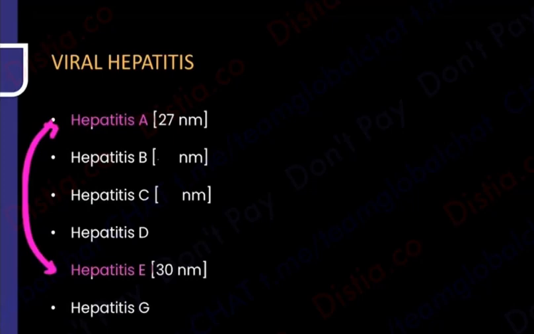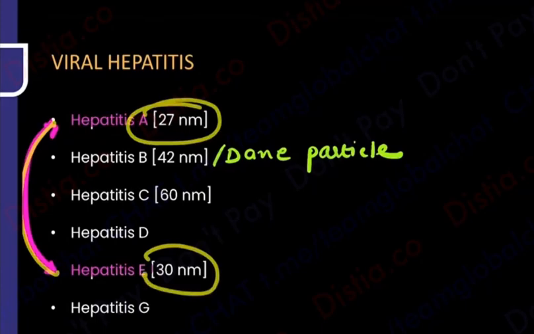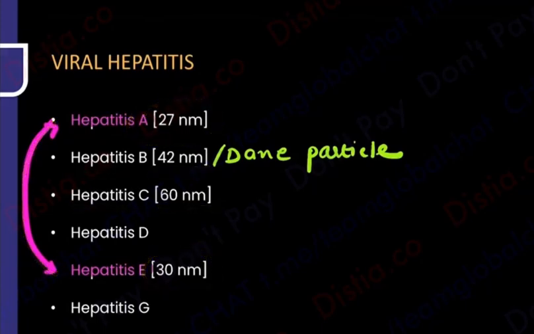Then keep increasing. Hepatitis B is 42 nanometers and is also known as the Dane particle. Hepatitis C, a little bigger, is going to be 60 nanometers. So easy. A and E are going to be 27 and 30 respectively. B is 42 and C is going to be 60.